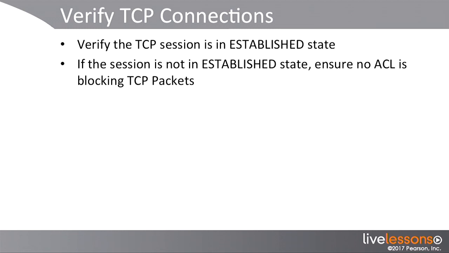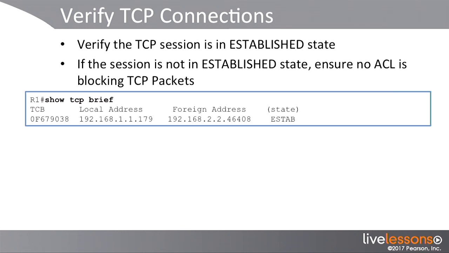How can you verify the TCP connections? Using a simple command, show tcp brief. If you look at the command output, it shows the local address and the foreign address. The local address is 192.168.1.1.179, where 179 is the port number, and the foreign address has the port number 46408. It can be any random port number. The most important thing to verify here is that your state is established. If it's not in an established state, that's where the problem is.